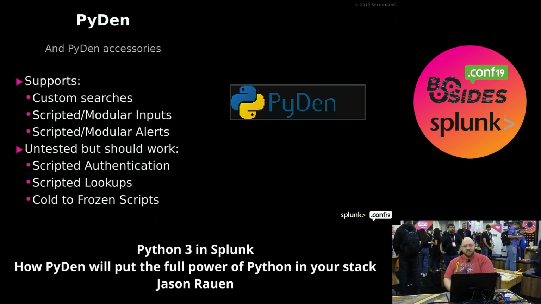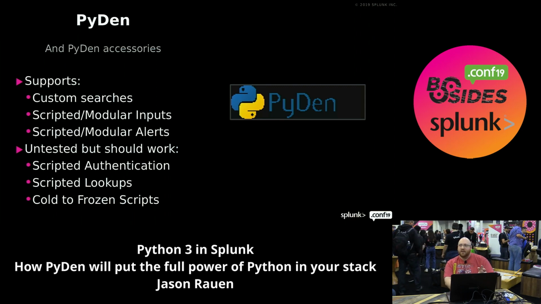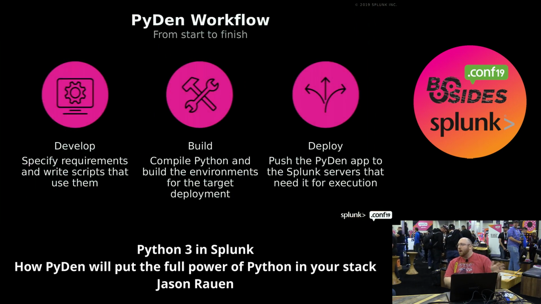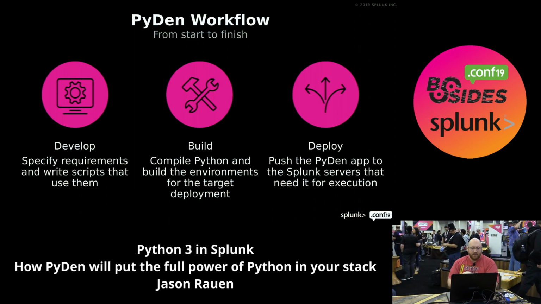Right now it supports custom searches, scripted modular inputs, and scripted modular alerts. There are some things that I haven't tested yet, such as scripted automation and lookups. Those things should work, but like I said, it's unsupported at this point because I haven't gone through and been able to test them. But there's nothing inherent to the Splunk framework where those things shouldn't work. There are a couple of instances where it will not work at all because of how Splunk runs certain things. The big example is custom REST endpoints will not work with this app. But that's something I'm trying to resolve at some point.